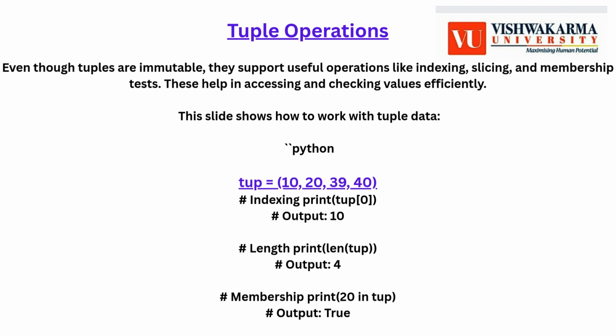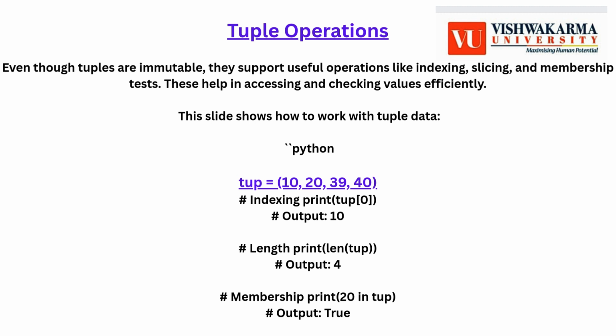Index 0 holds 10. Index 1 has the value 20. Index 2 has the value 30, and the last, index 3, carries 40. So from tuple[0] we are getting the value 10 over here. And another one is length.